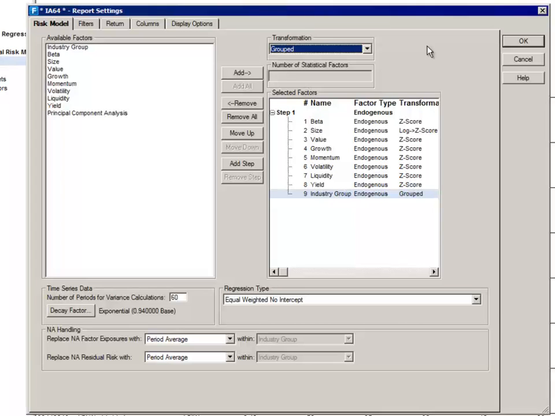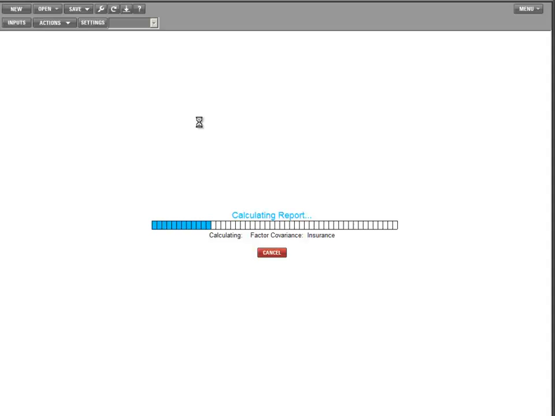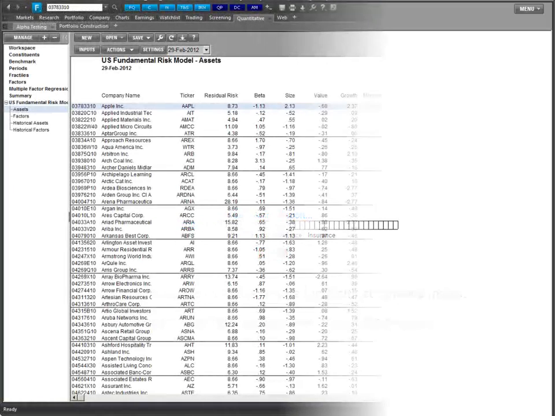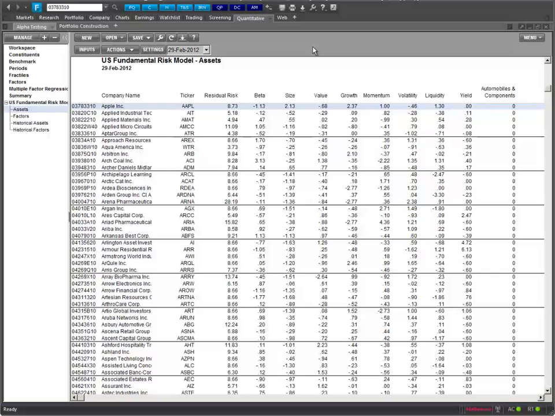Now that we have specified the factors to include in the model, the risk model engine will compute each stock's exposure to each factor. The exposures will then be used in a cross-sectional regression to calculate the factor returns. The factor returns are then used to estimate the factor covariance matrix. Stock-specific risks are estimated during the process as well. Let's take a look at the results to put this into context.